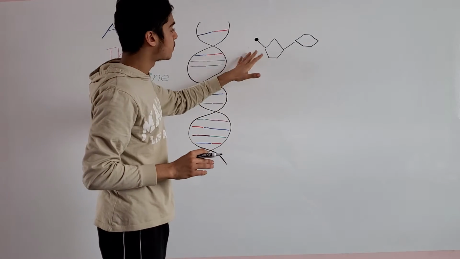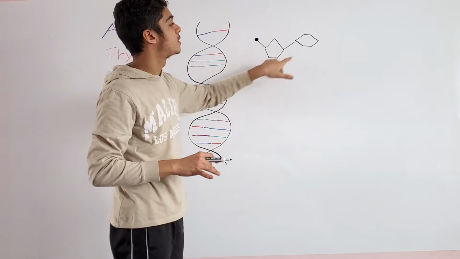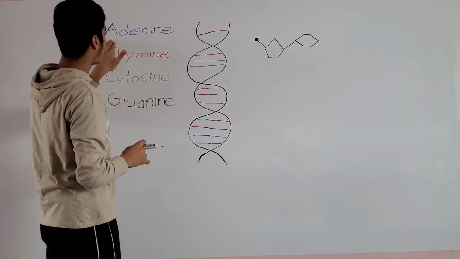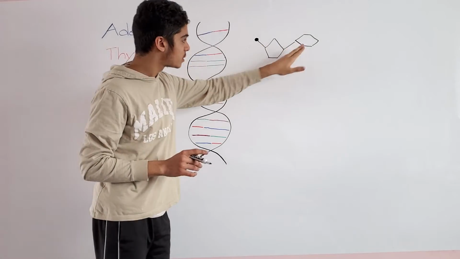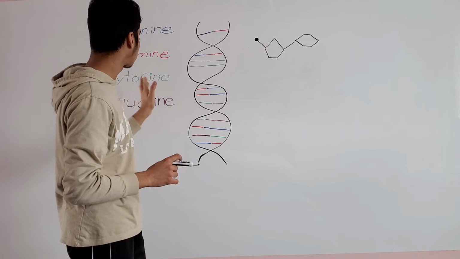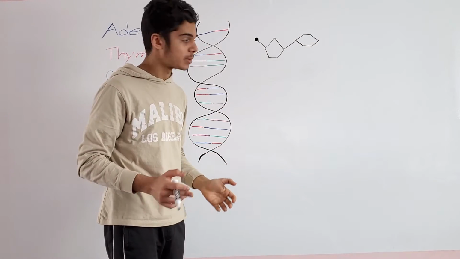There are 4 different kinds of nucleotides, and they're all different just because of their nitrogenous base. It could have adenine as its nitrogenous base, it could have thymine, or it could have cytosine or guanine. So that's what makes its 4 different types.